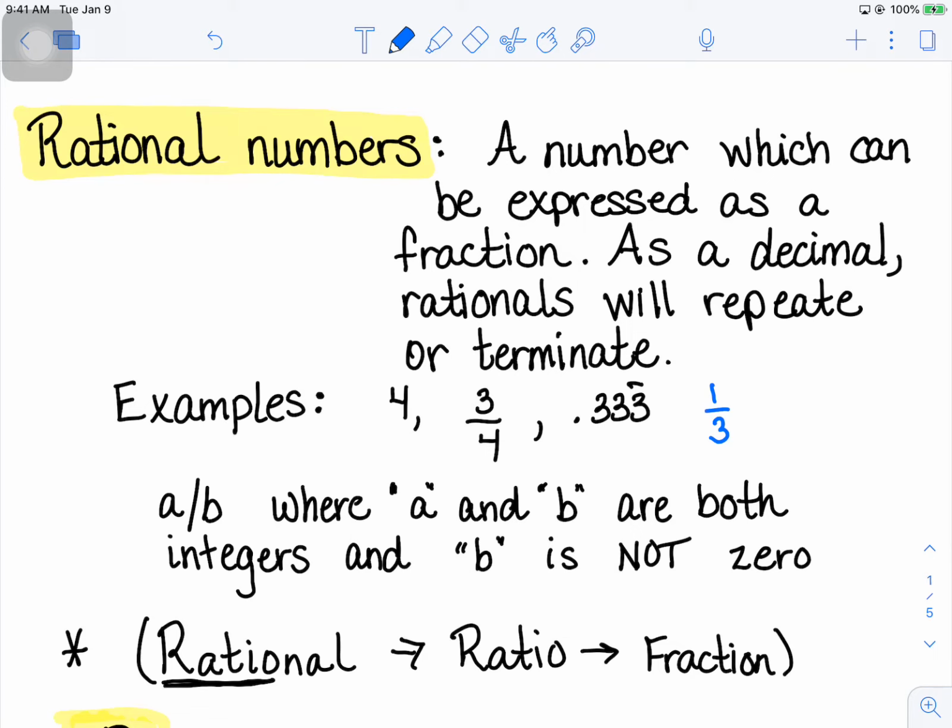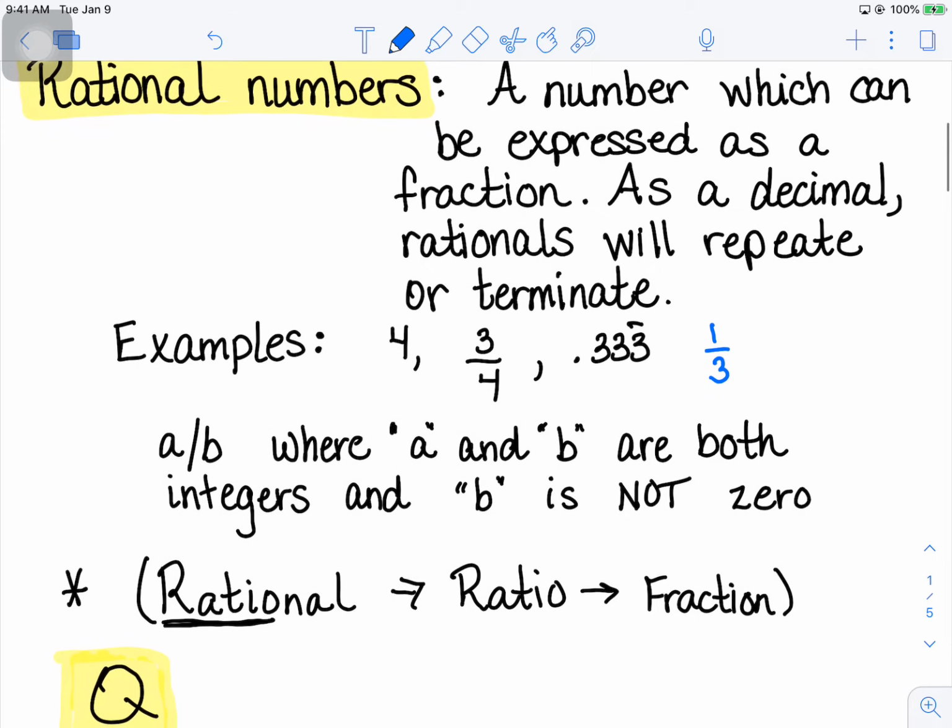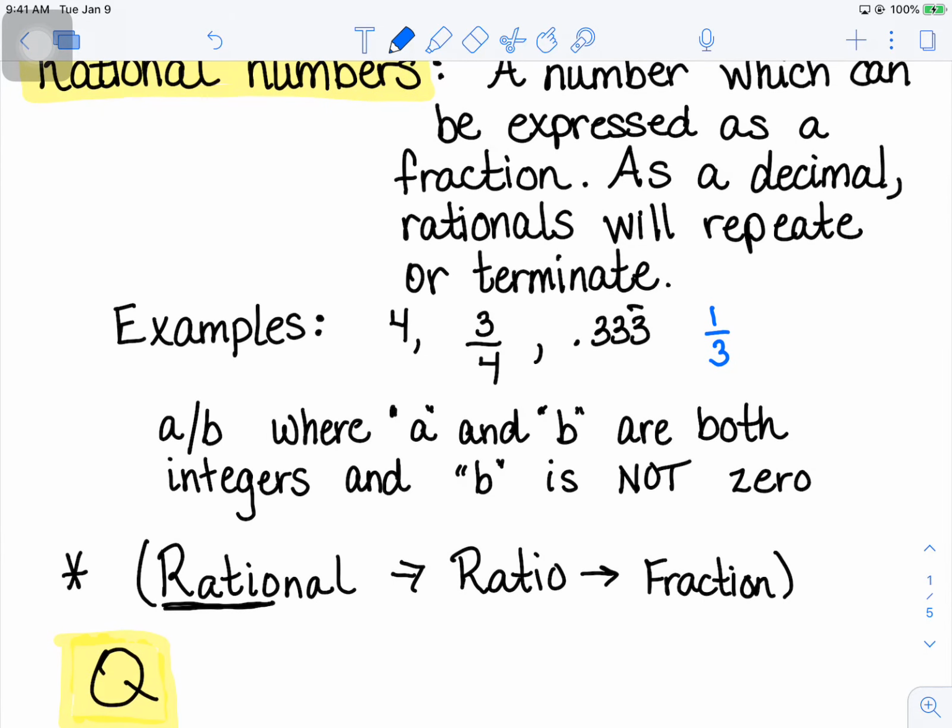Now, something to remember is that the textbook definition in math is a/b, where a and b are both integers, and b is not 0. What that means is I can have a number like 3/4, and 3 would be considered my a, and 4 would be considered my b. They're integers, and b is not 0.